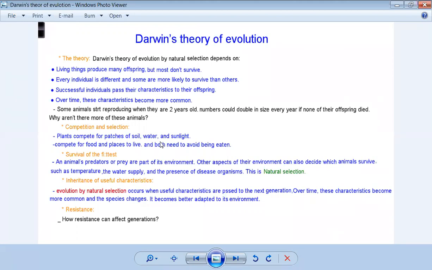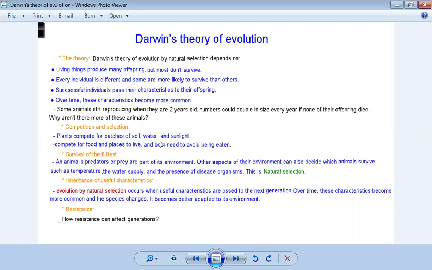Inheritance of useful characteristics. How can they inherit, or how can this affect the selection? Evolution by natural selection occurs when useful characteristics are passed to the next generations. As we did in selective breeding, but this is not natural selection. We call it artificial selection, because we choose who is going to breed with who. We choose the strong features and breed them together.